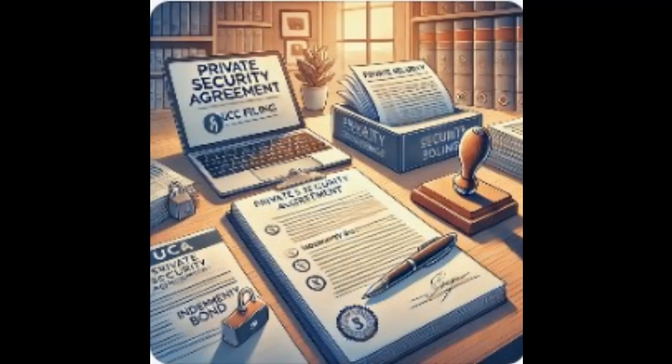Key documents include Private Security Agreement (PSA), Reservation of Rights, Indemnity Bond, UCC Filings, Public Notices, IRS Forms, e.g., 1040-ES, 8832. Each document must be reviewed carefully and tailored to individual circumstances. Additional details about formatting, notarization, and submission are provided in subsequent sections.